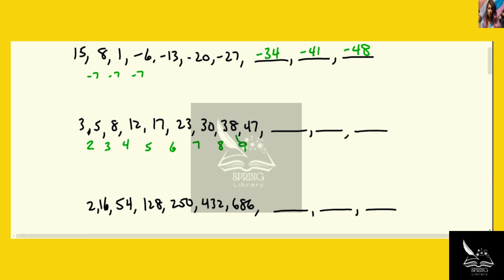So if my gap between these two was 9, now let's do a gap of 10. That'll get me to 57. A gap of 11 takes me to 68. And a gap of 12 puts me to 80.